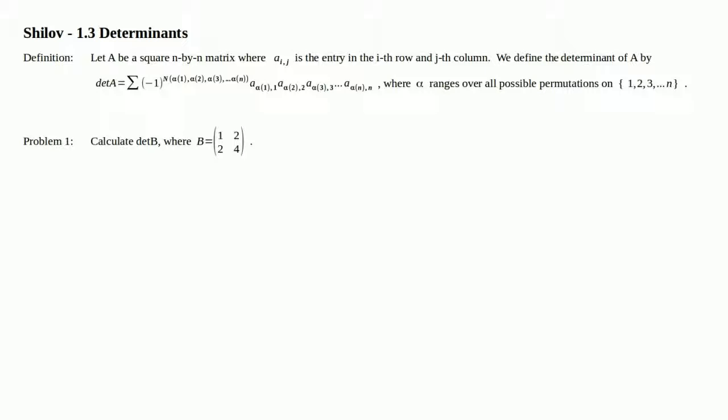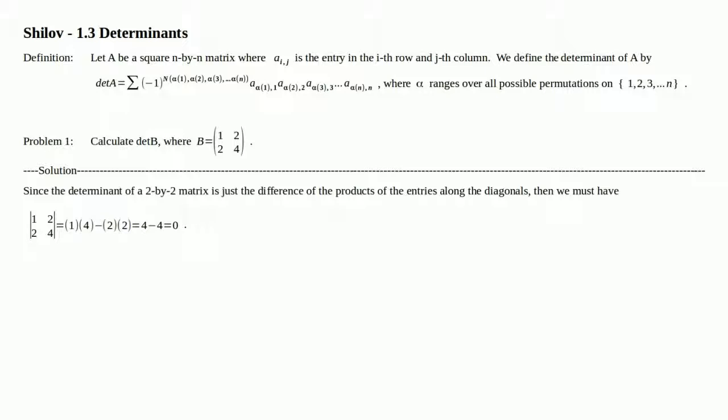And you probably did the problem by now. So here's the solution. Since the determinant of a 2 by 2 matrix is just the difference of the products of the entries along the diagonals, then we must have the determinant equal to 4 minus 4, which is 0. That's good.